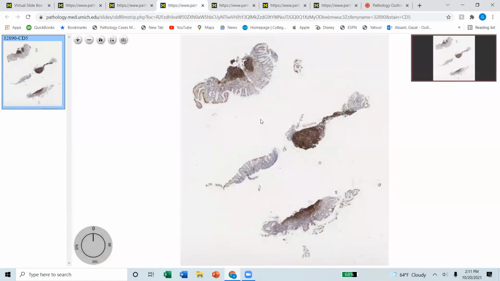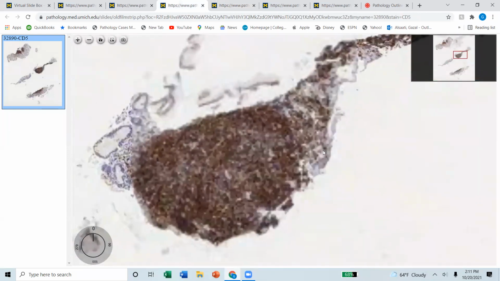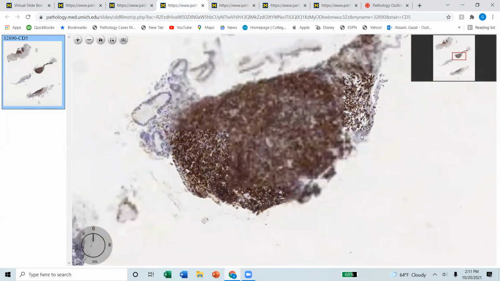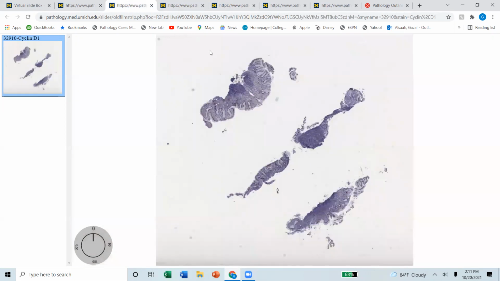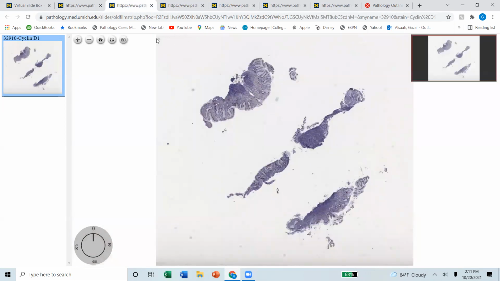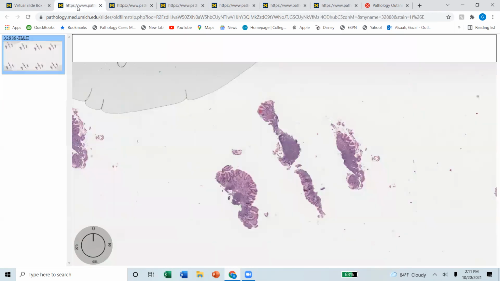Okay. Now CD5. It's a T cell. CD5 is staining the T cells here. So we know that they will be positive for CD5. Okay. Cyclin D1. Okay, I know it's not mantle. And then, so that's it.